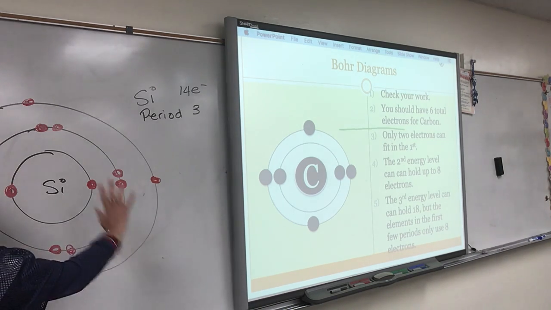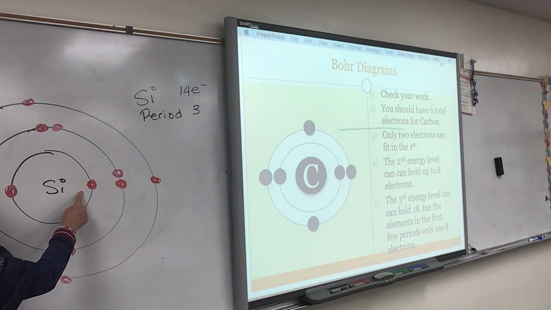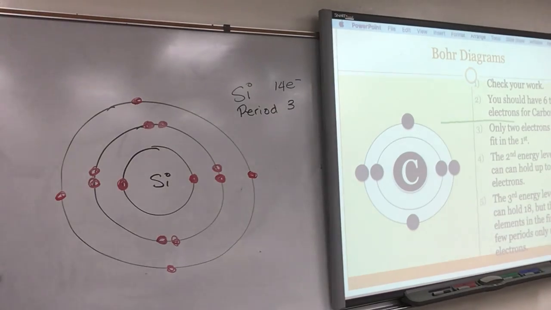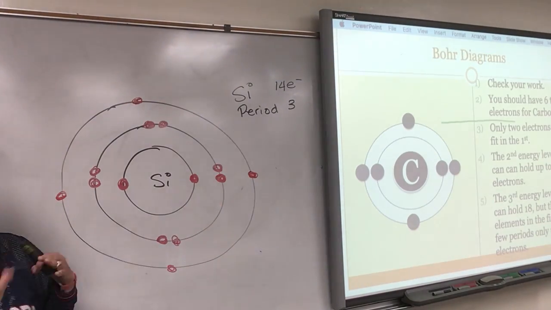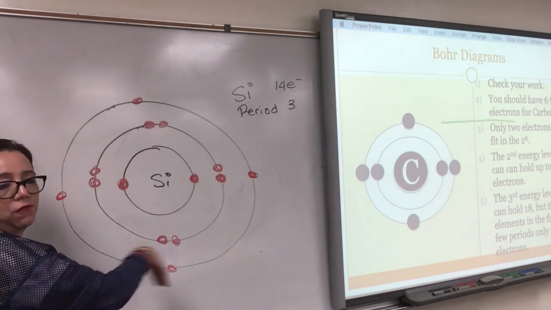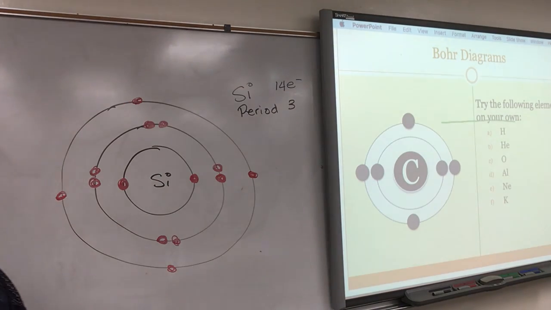And what is the total number of electrons that I can draw? What is the total number that silicon has? 14. Okay. First energy level, what is the maximum it could hold? 2. Second energy level, how many can it hold? 8. And third energy level, what would be the maximum amount we could put in the third energy level? 18, but obviously we don't have 18 to put because silicon has only 4 left to draw. Yes? Okay.